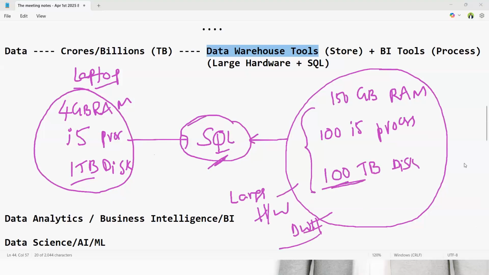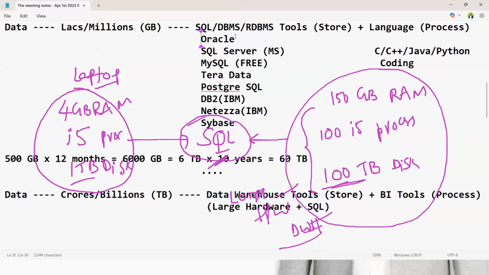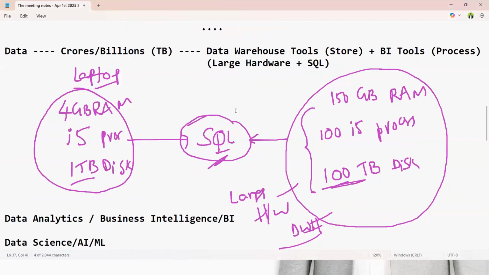SQL means what? As we know, SQL means any one thing, Oracle, Teradata, DB2, anything you will be able to install. Am I clear? So what is a data warehouse? Layman terminology you need to understand. A bigger hardware you need to buy, install one software. What is a software? SQL. What is the purpose of a software? It is going to be used to store your data properly, right?